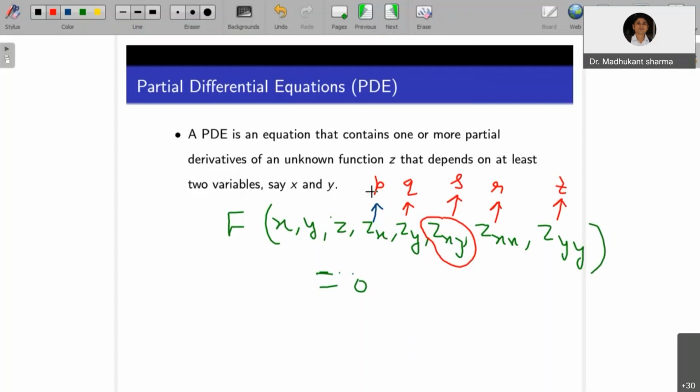You may have seen this when we discussed maxima and minima for a function of two variables. Now the next thing: the highest order derivative involved being of second order means it is possibly a second order partial differential equation. If the highest order derivative that occurs is first order, it is possibly a first order partial differential equation.